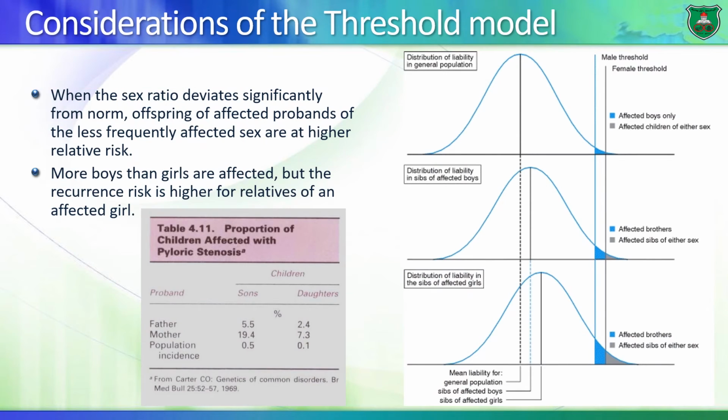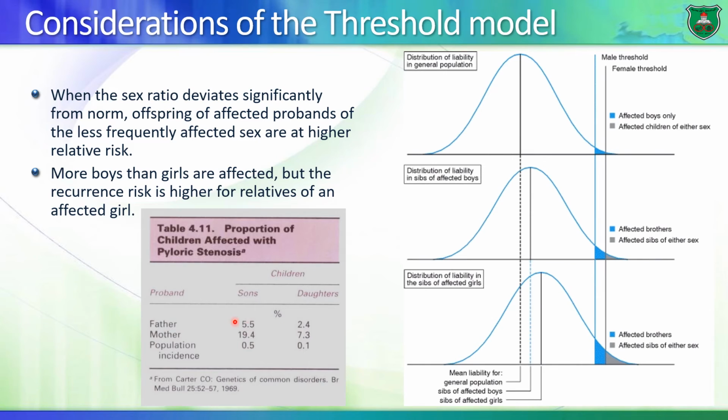So let's apply what we have just talked about to the threshold model, that is, the sex-dependent inheritance of a multifactorial condition. Notice here we have the same table. We have individuals having pyloric stenosis, and we said that it is male dependent. So males are more affected than females. If the father is affected, there is a higher chance that sons, males in the family, would be affected than females.